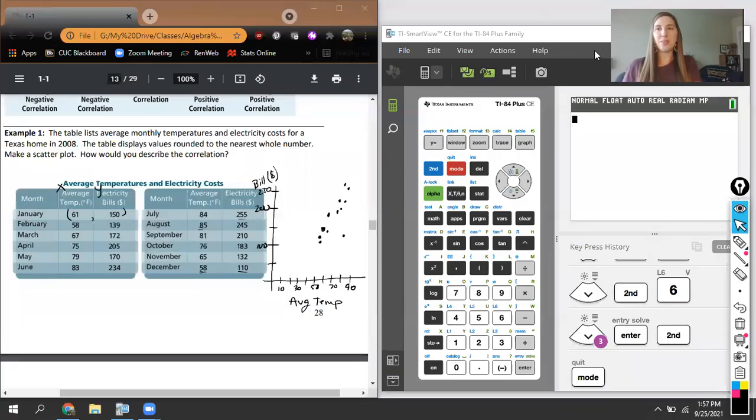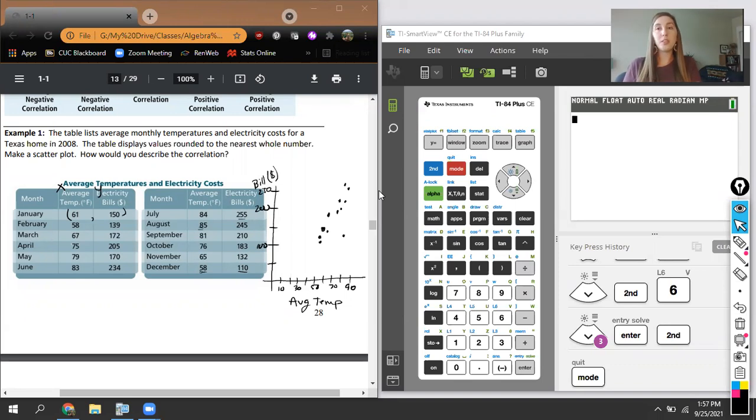All right, so with your scatter plot, hopefully yours looks something like mine. Now, it's not a huge deal if you don't get it perfectly in the right spot. We're just estimating where our X values are and then estimating where our Y values are up. The most important thing is that your average temperature was your X value, so you're going right first, and then your electricity bill is your Y value, so you're going up first.